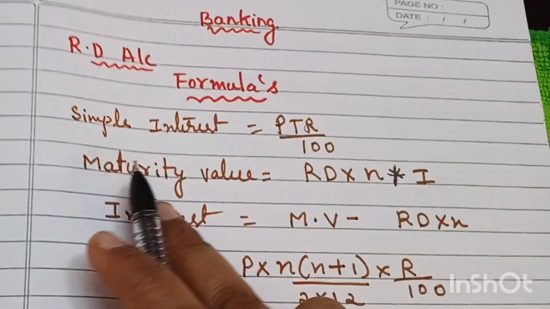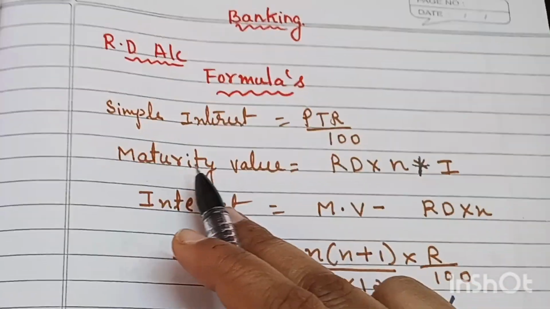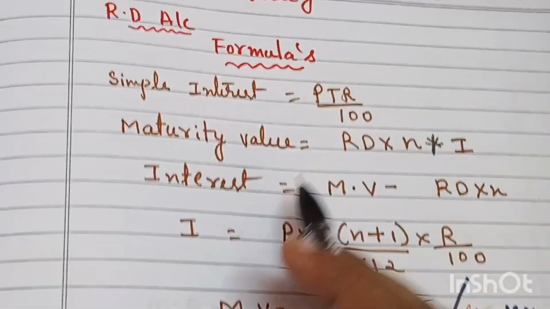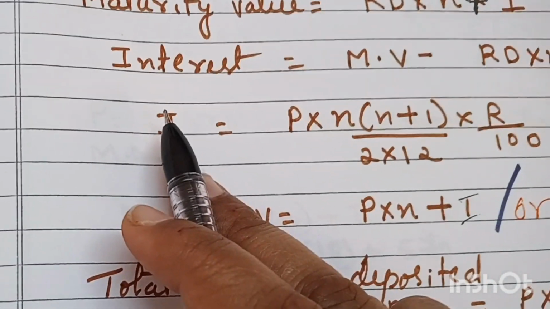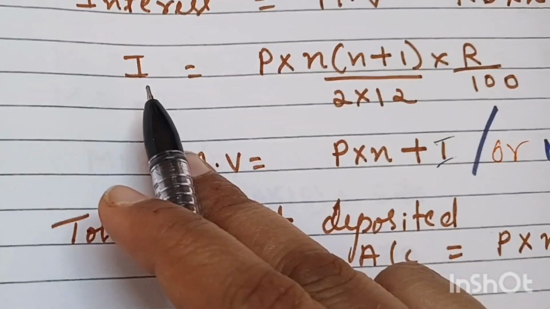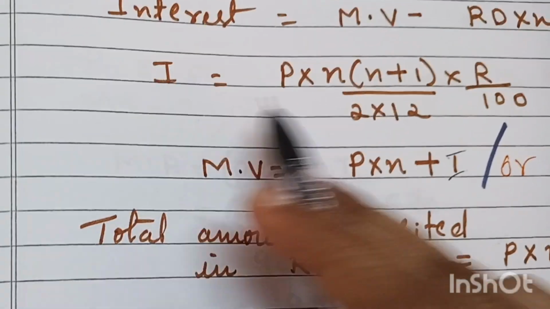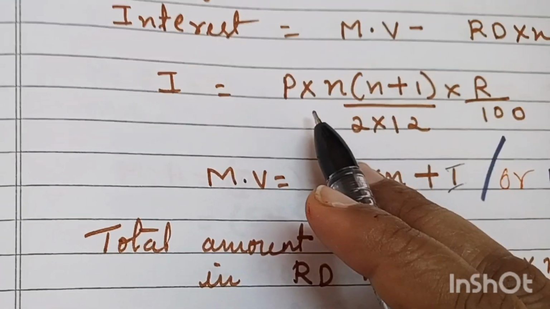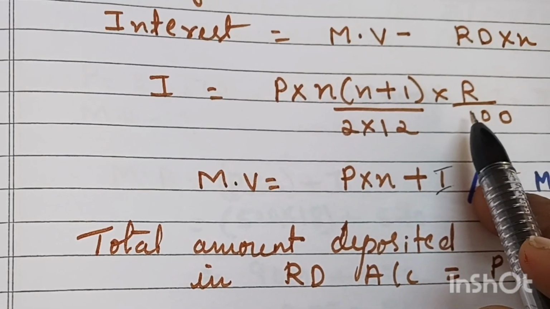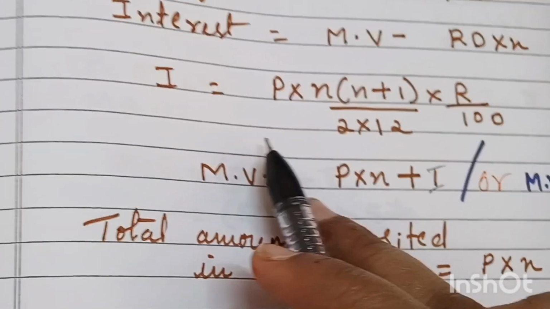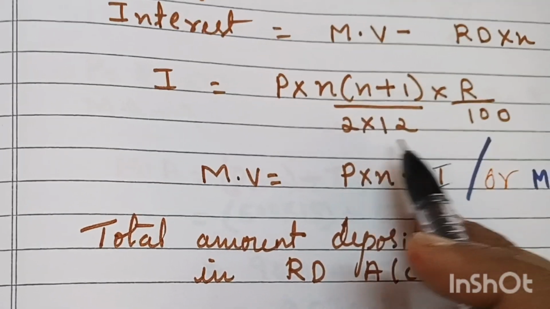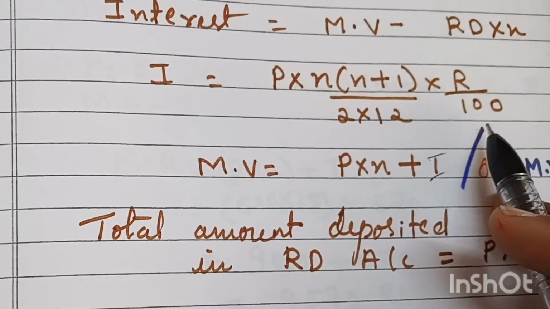Banking chapter, main important formulas. RD formula: simple interest is PTR by 100, we know that. So the interest formula, this is the important formula. It is also used to find the principal, the value of n, or the rate of interest. Interest equals P into n into (n plus 1) by 2 into 1/12 into r by 100.